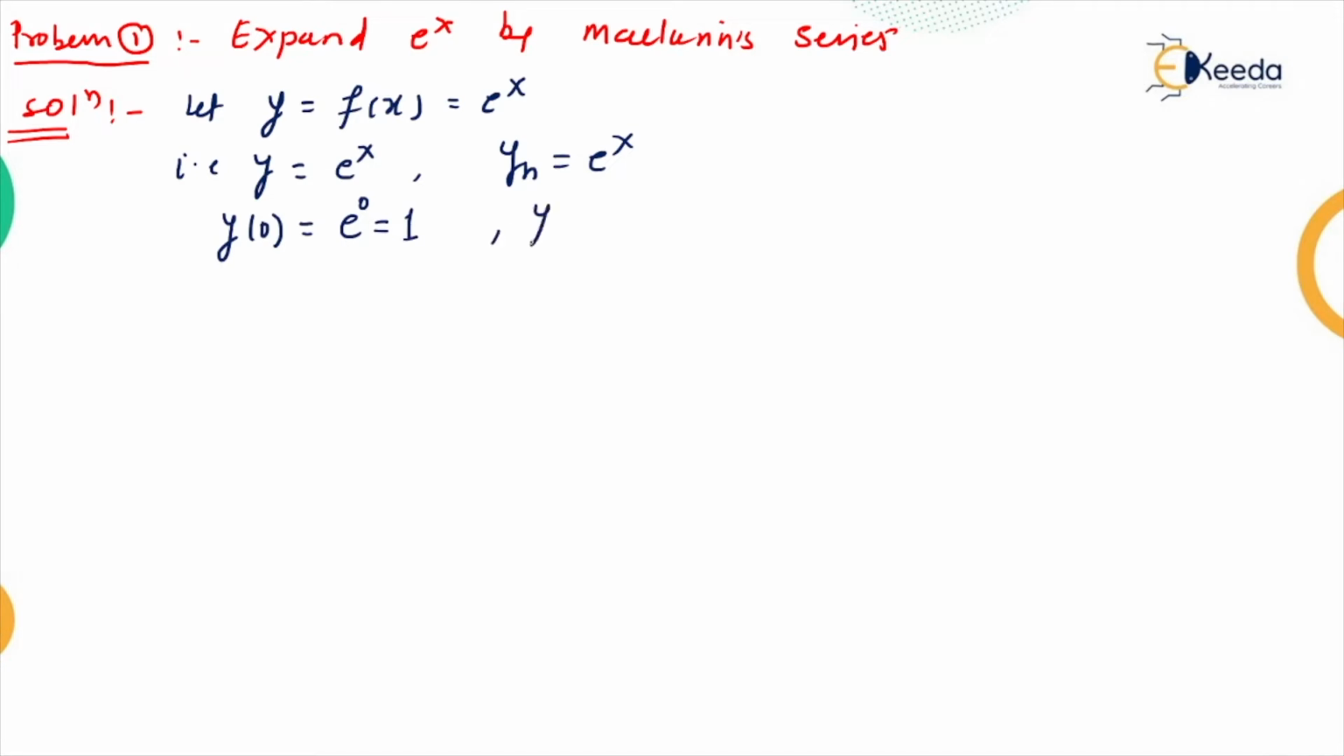And similarly, if we take the nth derivative at the point 0, that means e to the power 0, you will get 1. This is for all values of n. If you put y1 of 0, your answer should be 1. If you put y2 of 0, the second order derivative of f of x at the point 0, that is equal to 1. So this is for all n.